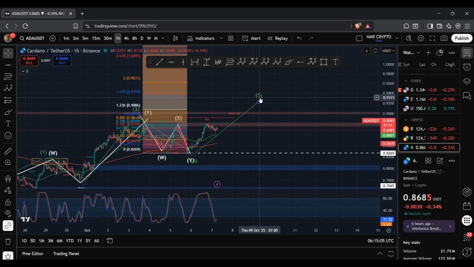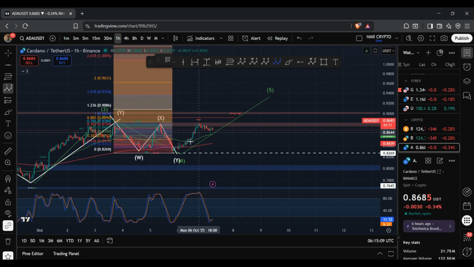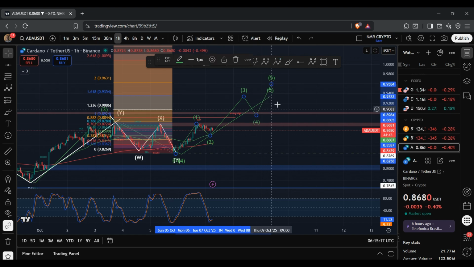And so what we need is for this 5th wave to be a 5-wave move. And so I will be on the lookout for this move to form the wave 1, and for this move to the downside to form the wave 2. And then we see a wave 3, 4, and 5 like so.